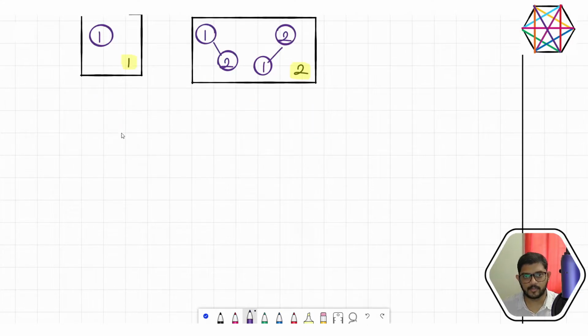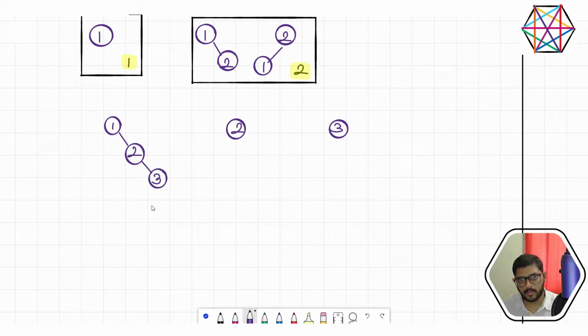Now check this. If the given integer is 3, we have three possible options for the root node. The root node can be 1, or the root node can be 2, or the root node can be 3. If the root node is 1, the remaining nodes are 2 and 3, and both of them will go to the right subtree only, because we have to maintain the BST property. But they can go to the right subtree in two different ways.